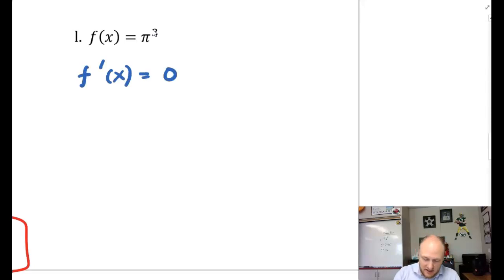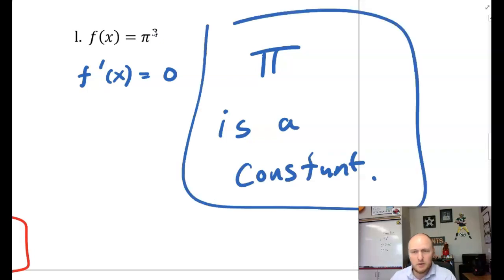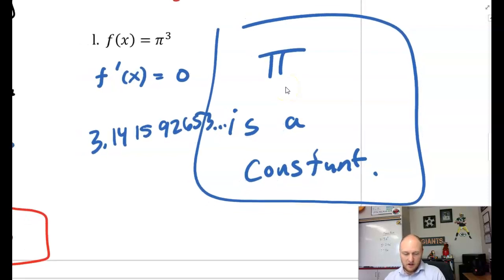This is a constant. Here's the main takeaway. Write this right here. Pi is a constant. Everyone sees pi and they freak out. They think it's a variable. No, it's just a number. It's approximately 3.1415. I have stage fright right now. 3.141592653. I think that's all I got, kiddos. F prime of x is equal to 0. And then obviously f prime of 3 is 0 also.